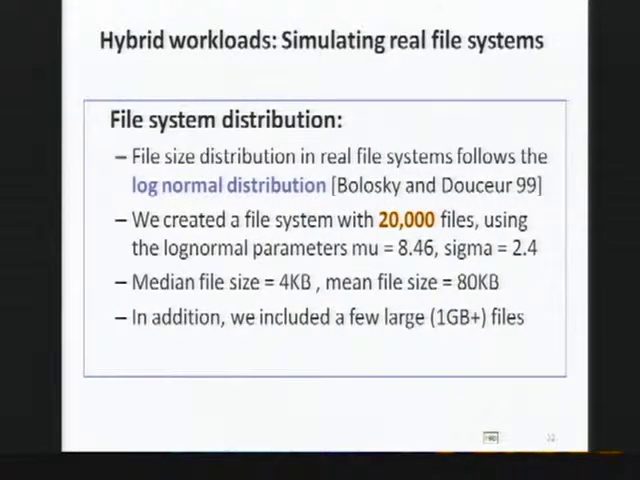So we need to test the behavior in a real life file system. And for that, we simulated a file system using the log normal model. People have found that the file size distribution in a file system follows the log normal model. And we created a file system with 20,000 files using these parameters. And because people these days keep a lot of movies and videos in their disk, we threw in a bunch of gigabyte-sized files.